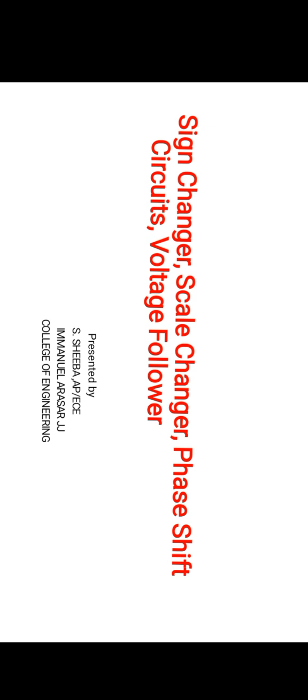Today we are going to learn about some of the applications of operational amplifier. The applications of operational amplifier are sign changer, scale changer, phase shift circuits, and voltage follower. First, we can see the introduction.